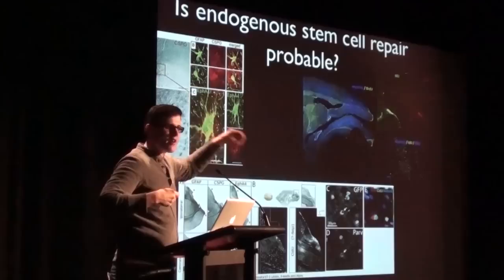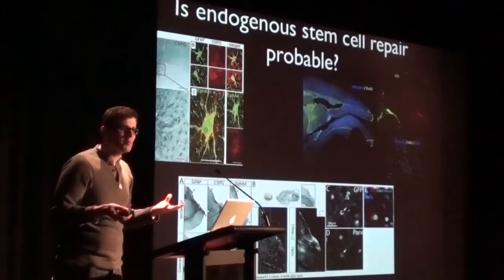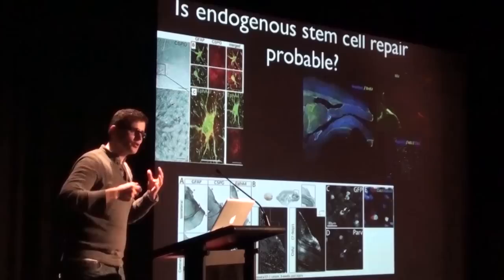They're actually migrating through. We've gone on to show that they can actually turn into neurons, but then they just sit there dormantly and don't become part of the network. So what we really need to do is actually switch the system on.